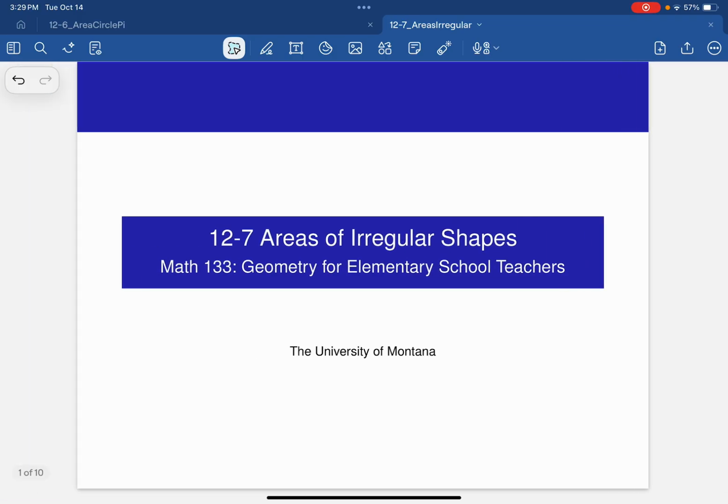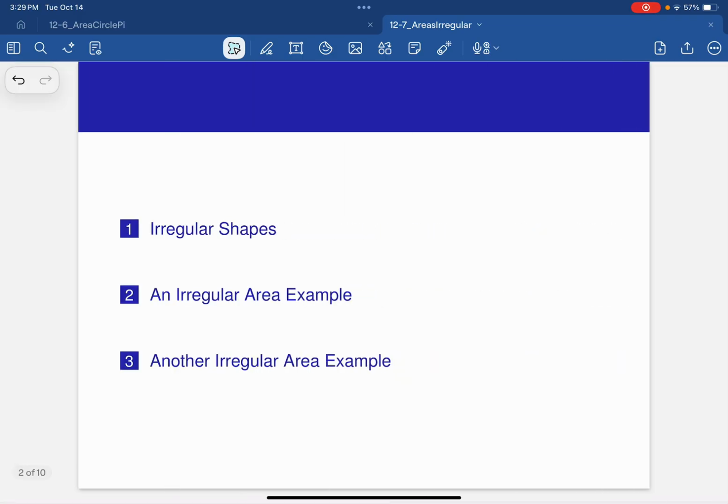Let's get started. I want to talk to you first about what we do in mathematics when we're given an irregular shape, and then do two examples. One of the examples I'm going to do in full, and the second example I'm going to challenge you to do on your own and to submit a picture of it in the discussion forum that is up on Canvas just below the link to this video.